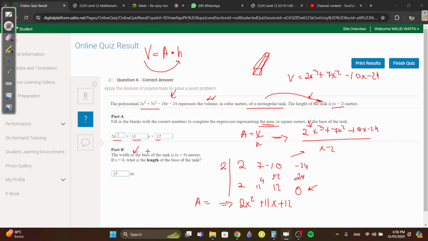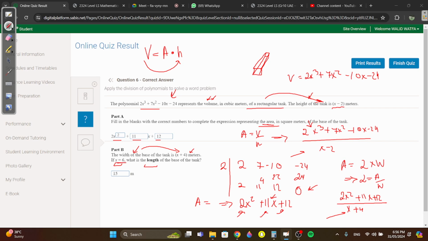Now they gave you the width is x plus 4. If x equals 6, what is the length of the base of the tank? First we need to find the length. You know that the area equals length times width. So that means the length equals the area divided by the width. The area is 2x squared plus 11x plus 12 divided by the width, which they gave us is x plus 4.